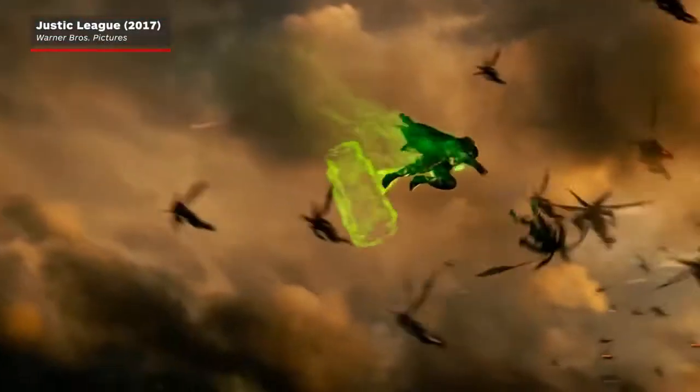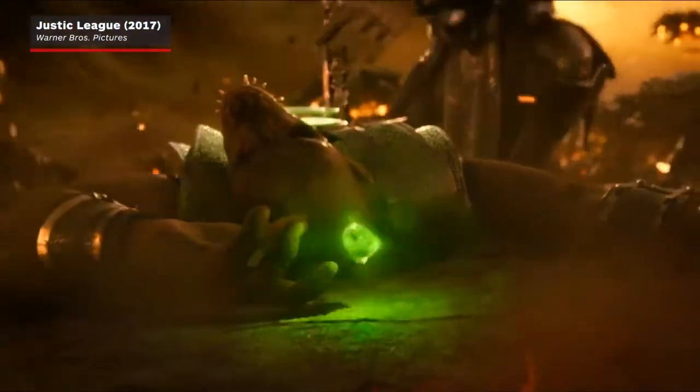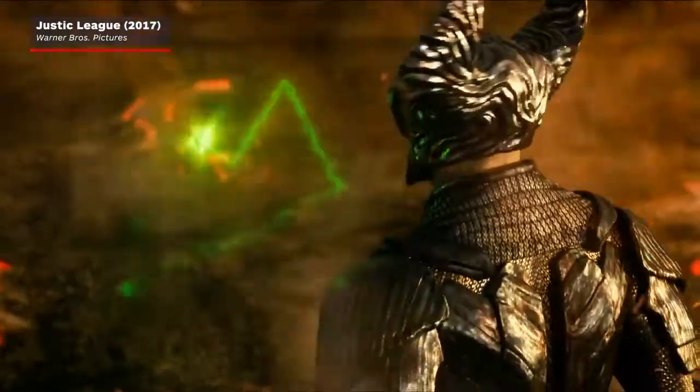When the ring finally comes off the finger and floats up into the sky in the theatrical version, it just flies over Steppenwolf's shoulder and he glances at it and sort of forgets about it.